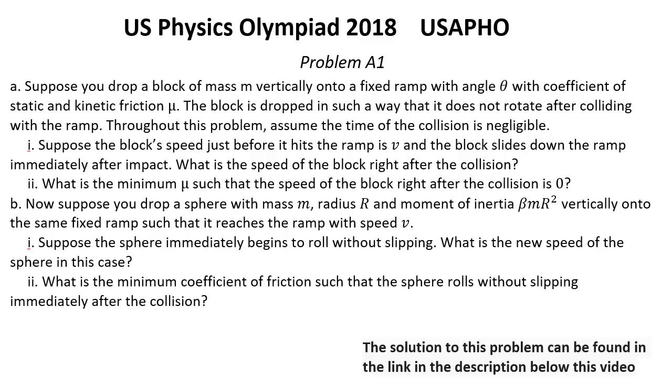Question B. Now suppose you drop a sphere with mass m, radius r and moment of inertia beta m r squared vertically onto the same fixed ramp such that it reaches the ramp with the speed v. First, suppose the sphere immediately begins to roll without slipping. What is the new speed of the sphere in this case? Second, what is the minimum coefficient of friction such that the sphere rolls without slipping immediately after the collision?